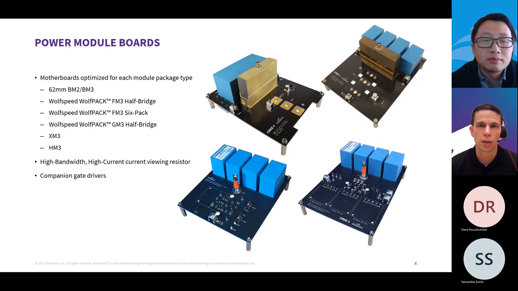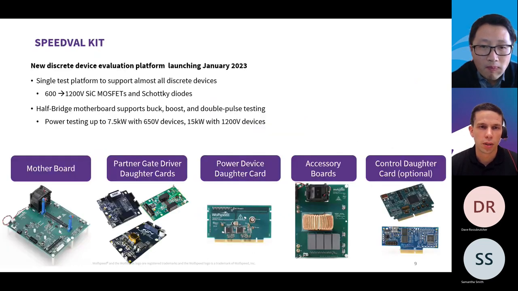In fact, we put significant effort and resources into developing evaluation boards for our customers to make these measurements. So you can see here we've got a variety of different boards for doing double pulse on our modules. So there are different boards optimized for each of the different module footprints. And then we've got an exciting new platform coming out called the SpeedVal kit. And that is a modular kit designed for our discrete devices. So you can actually test out different gate drivers, MOSFETs in different packages, different RDS(on) MOSFETs, all by just plugging and unplugging boards very quickly.